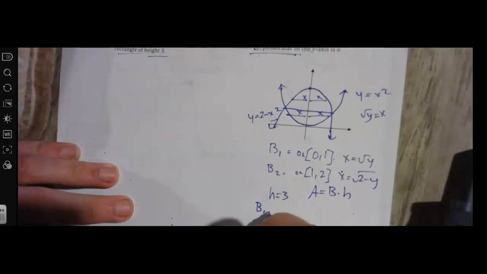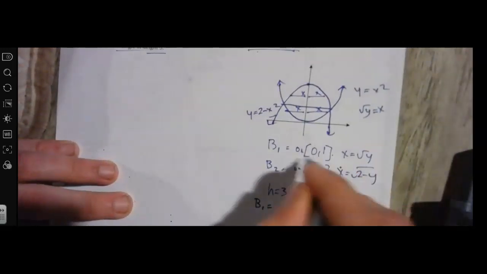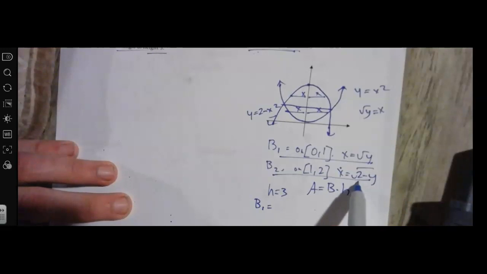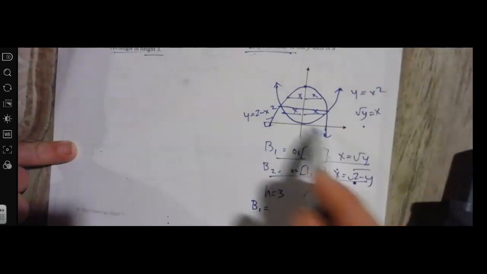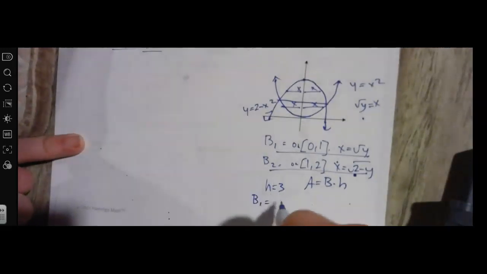So base 1 on 0 to 1 is going to be x equals y, and the base 2 is going to be x equals the square root of (2 minus y). From solving these backwards, we solve them for x because we are doing it perpendicular with respect to the y-axis. So our first one there, area equals BH.